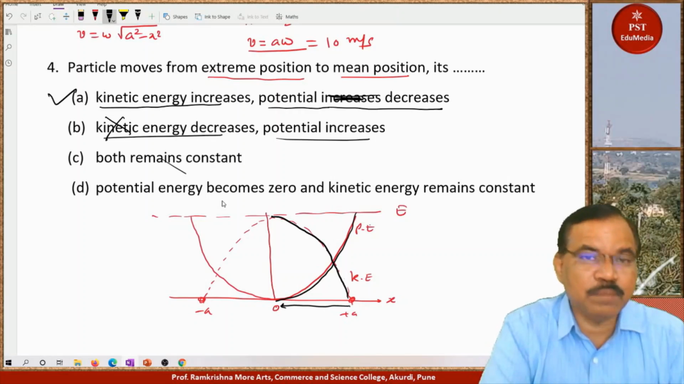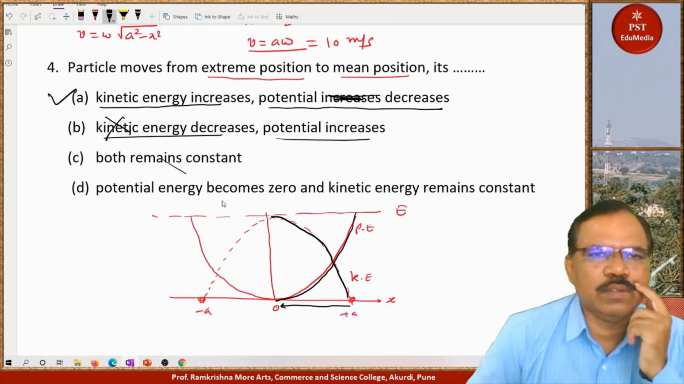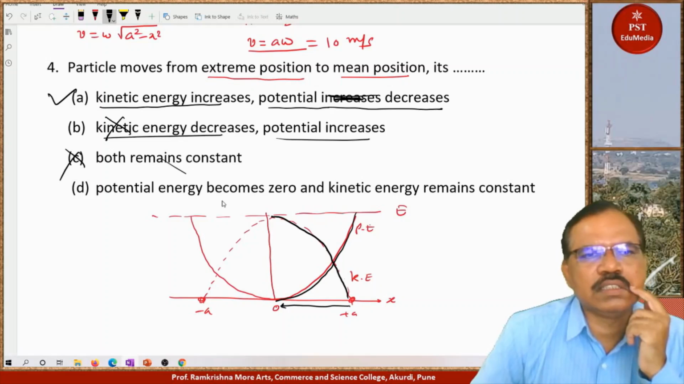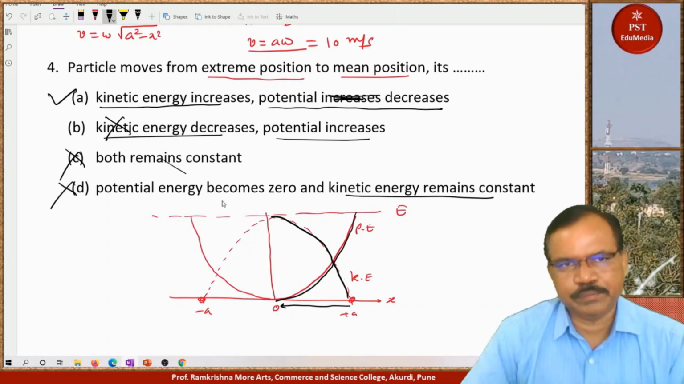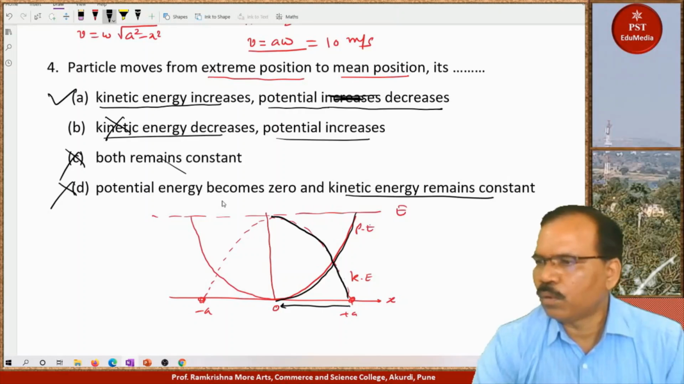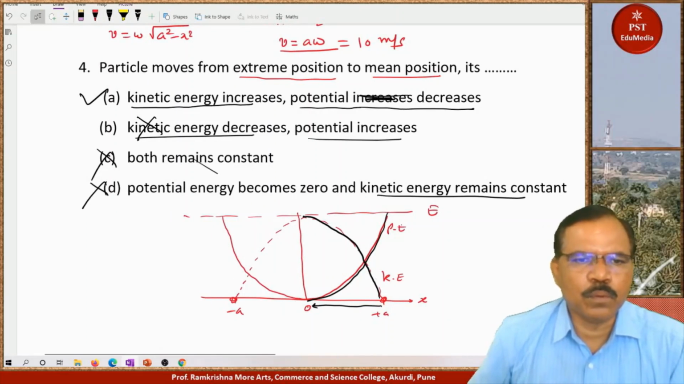But if it is from mean position to extreme position, then kinetic energy will decrease, potential energy will increase. Both remain constant: this is not correct. Potential energy becomes 0 and kinetic energy remains constant: this is also not correct. Now we'll go to the next one.